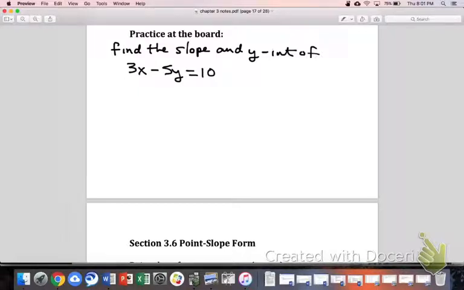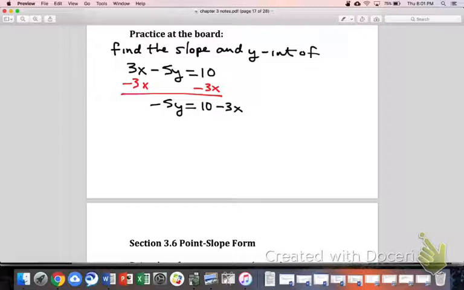All right. To find the slope and the y-intercept of a line, we want to be in slope-intercept form. Slope-intercept form means that the linear equation we're working with has to be solved for y. So in order to solve for y, what I need to do first is get the 3x term over to the right, away from the y term. So I'm going to subtract 3x from both sides. This gives me negative 5y equals 10 minus 3x.